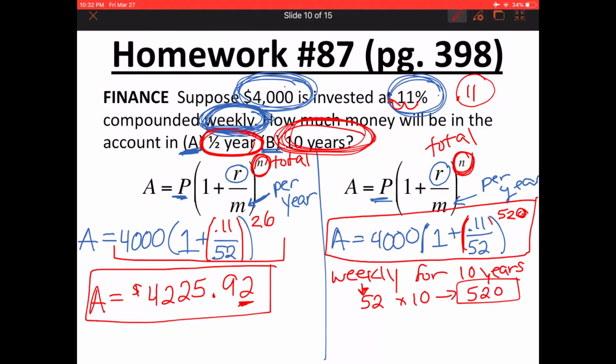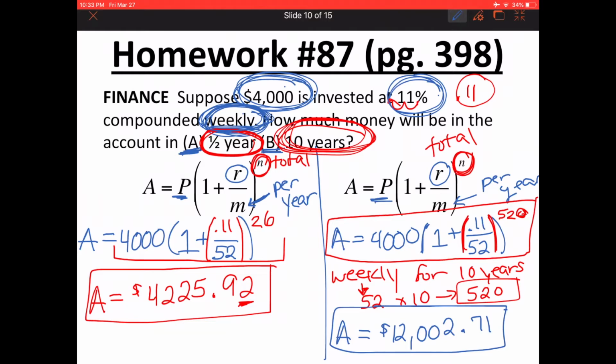Make sure that you put parentheses around your fraction when you enter that. And so what you would get for your final answer is $12,002.71. And we always want to look at our answers to make sure they make sense. If after half a year you have $4,225, after 10 years it makes sense that you're somewhere around $12,000. 10 years is a long time, so you've been able to accumulate a lot of money. And there we go with our first example.